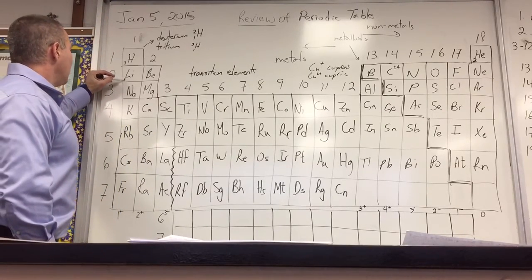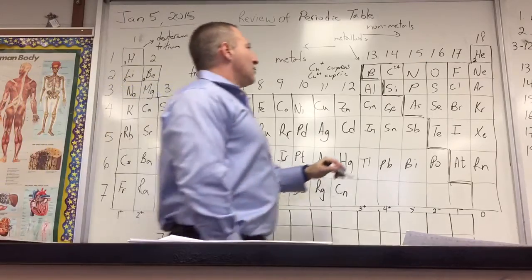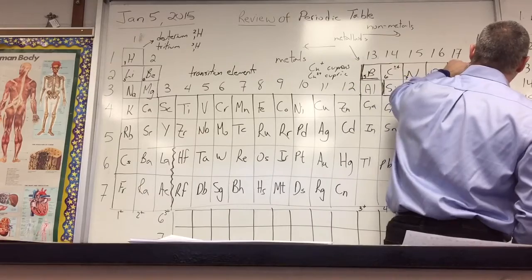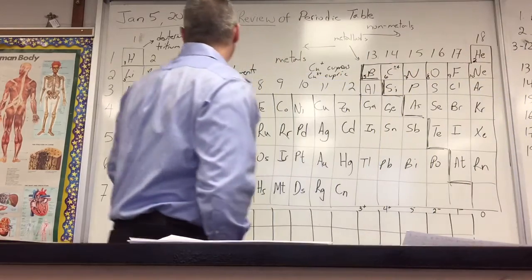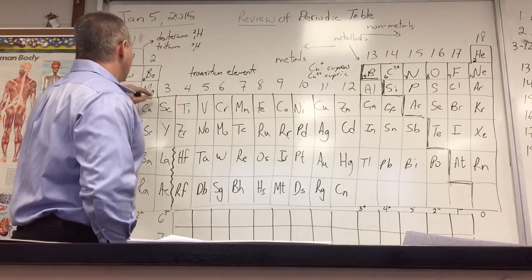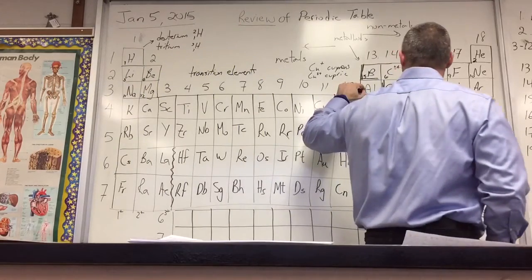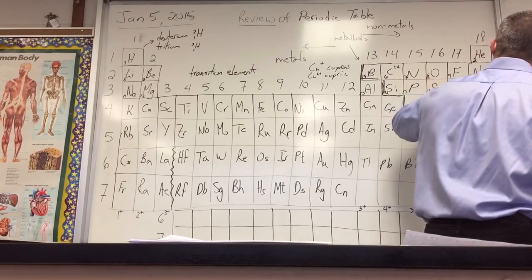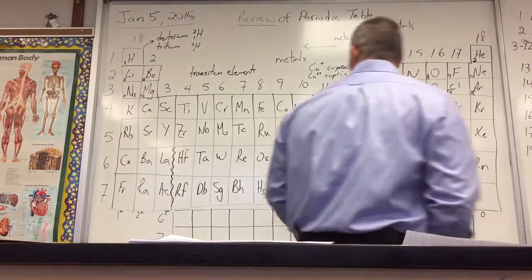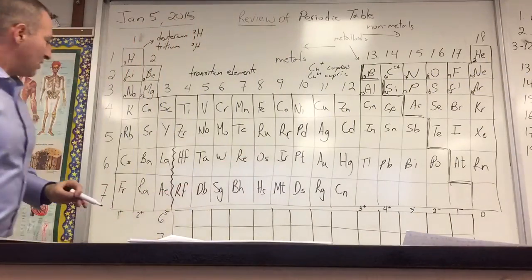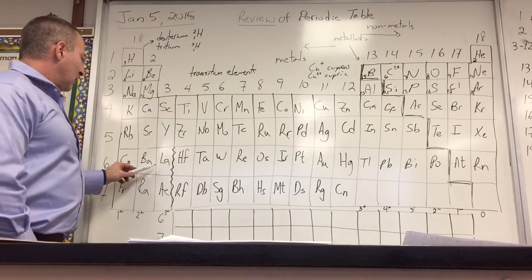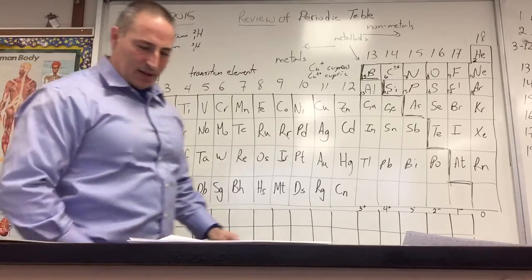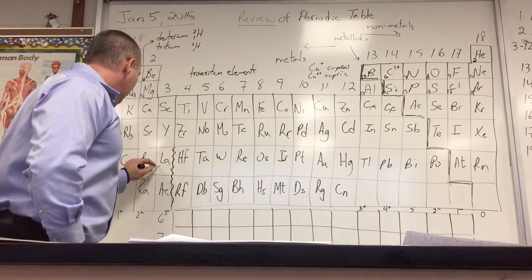Lithium is 3, beryllium has 4 protons, boron has 5, so 6, 7, 8, 9, 10, 11, 12, all the way. So I'll expect you to do, you don't have to write out every single number. All I really want you to know is the numbers for lanthanum and actinium, and 57, 89.